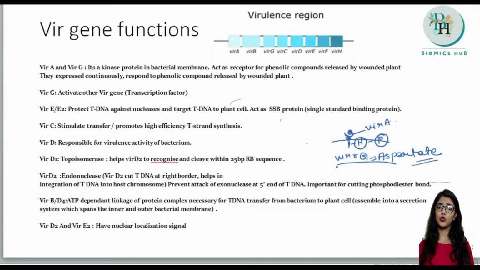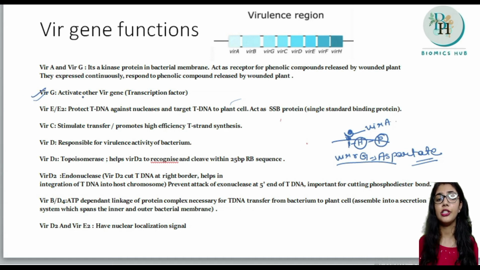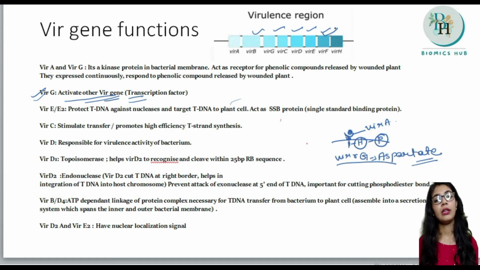Right? After this has been activated, it has been written that Vir G activates other Vir genes. They are like transcription factors. There are Vir B, Vir C, D, E, H. These need to be activated now. How will this be activated?